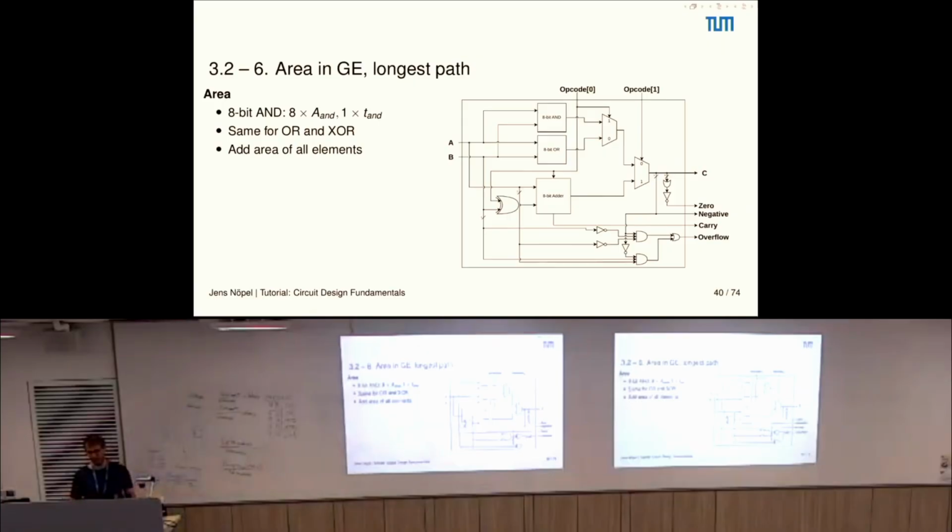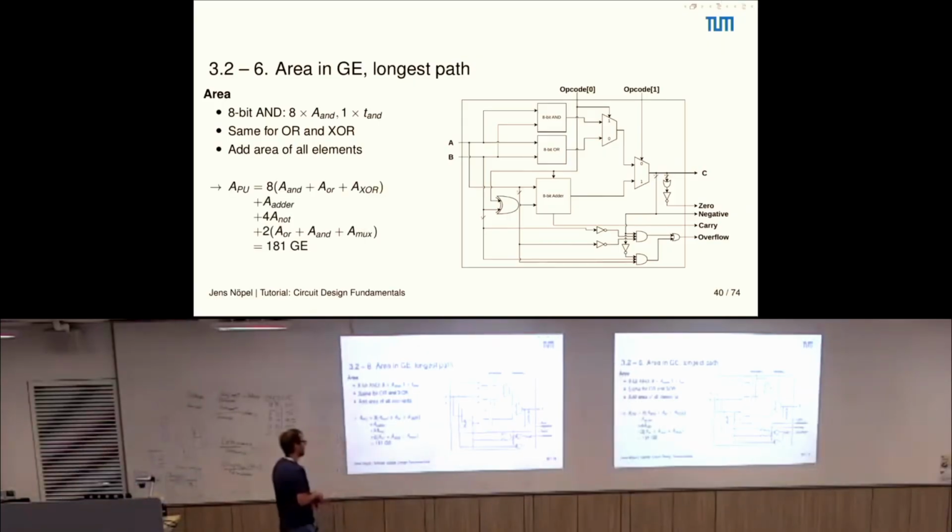And then we add the area of all elements. Does anyone have the question why we have 8 XORs? The reason is that our input here is 8 bits large. So that is why we need 8 XOR gates here. We have 1 adder and we have 4 NOTs. This is just counting them. So 1, 2, 3, 4. And then we get 2 ORs, 2 ANDs, and 2 muxes. Also just counting. And if we sum that up, we end up with 181 gate equivalents.